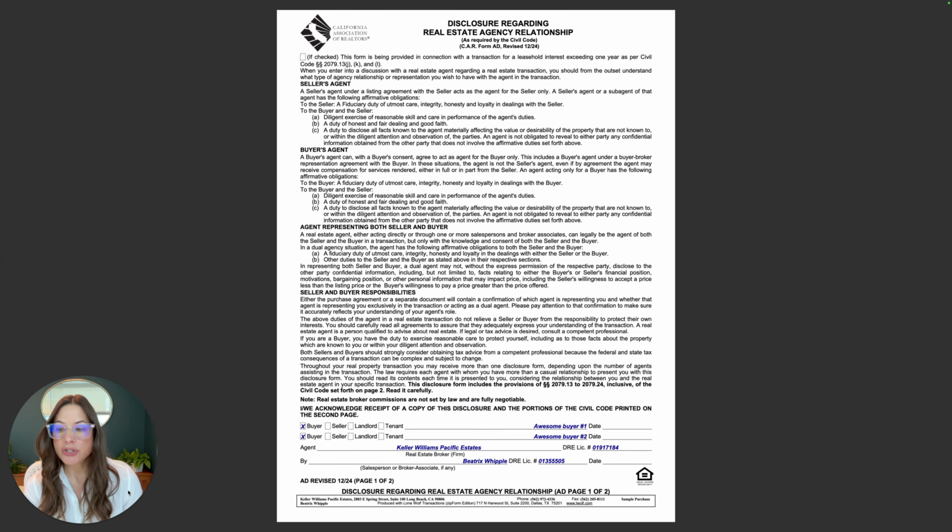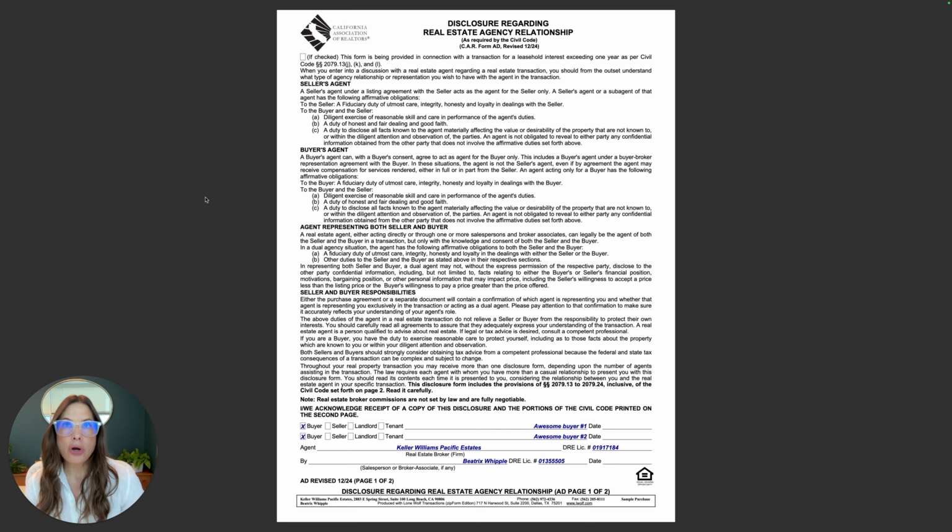Okay, so this is the first page of the purchase agreement. This is an addendum called a real estate agency relationship disclosure, which identifies who is representing who. Whether you're a seller's agent or a buyer's agent, the form looks the same. In this case, you can see that the buyer is checked off, and it really is intended so that everyone understands what everyone's role is and who is representing who.